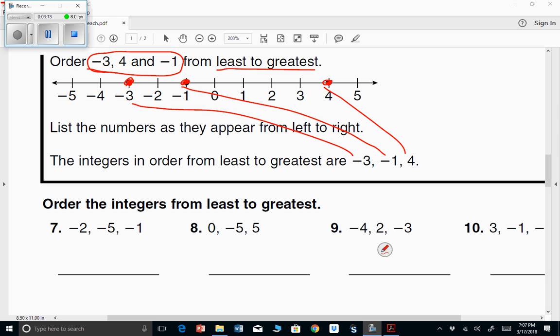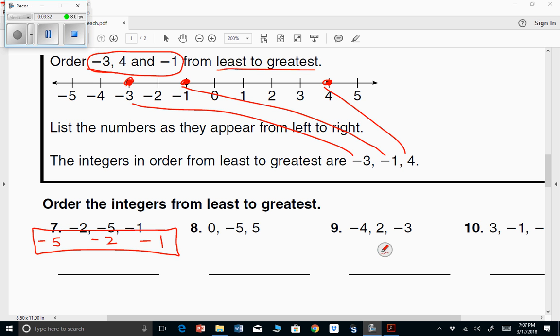Okay, so let's put -2, -5, and -1 in order from least to greatest. So I'm hoping you know that -5 would be over here on the number line, then -2, and then -1, and that would be your answer.